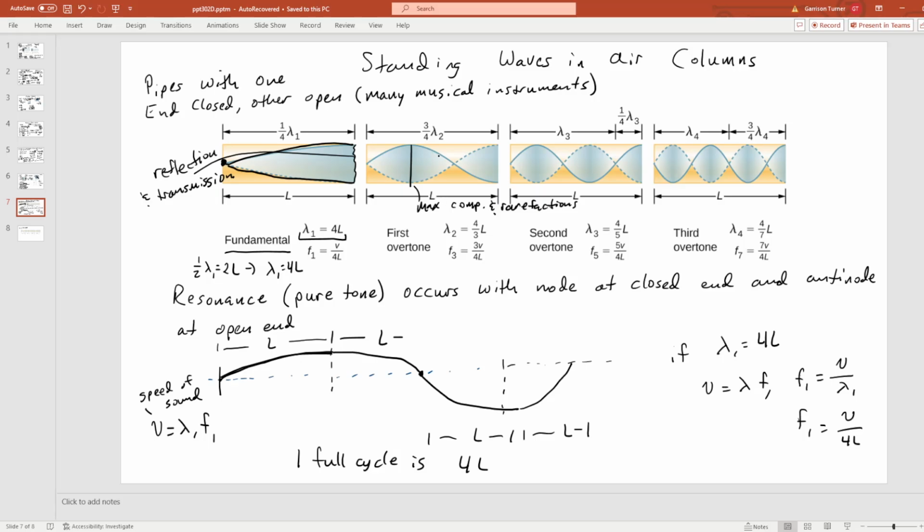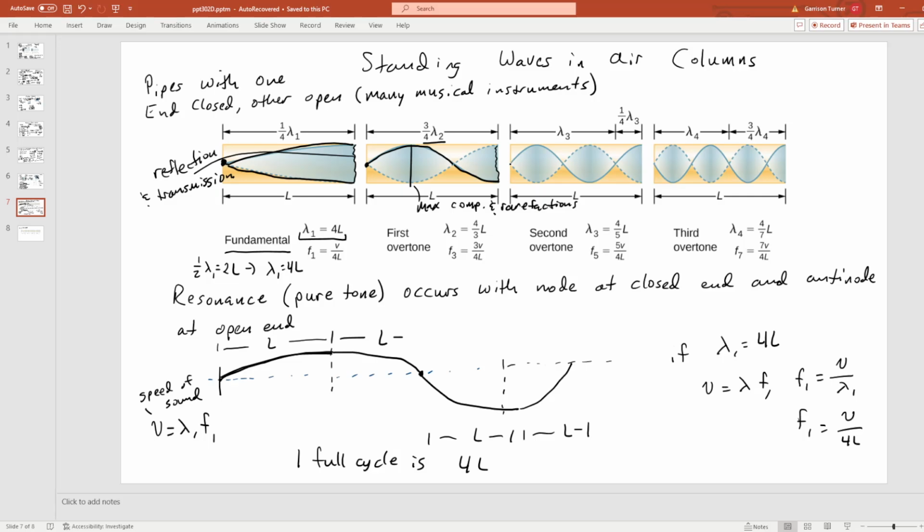Okay. So the next resonant frequency pattern that establishes a node at the closed end and an antinode at the open end is when we have 1/2 of a wavelength plus 1/4 of a wavelength, or 3/4 of our wavelength. Okay, so the length of our pipe is 3/4 of lambda, which we have right here. And if we solve that for lambda, then lambda is 4/3 the length of the pipe. And our frequency is therefore 3 times the speed of sound divided by 4 times the length of the pipe.